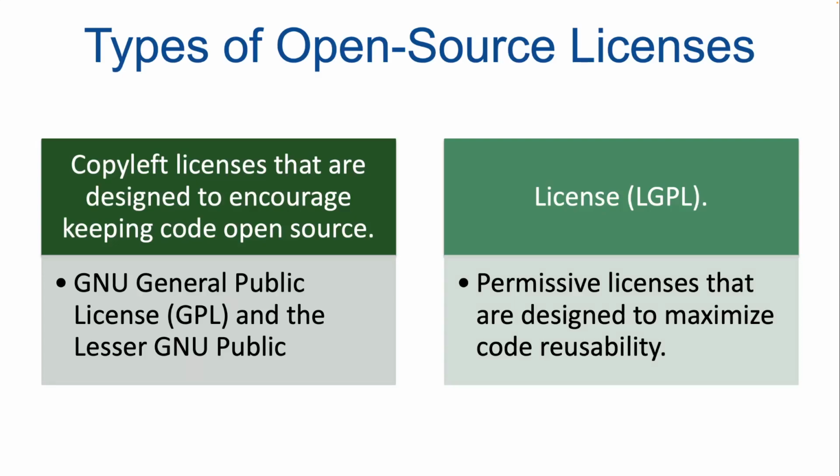Not all open source software is free. Open source software can be sold. There are different types of open source licenses. Copyleft licenses are designed to encourage keeping code open source, such as the GNU General Public License, GPL. The Lesser GNU Public License, LGPL, is a permissive license designed to maximize code reusability.